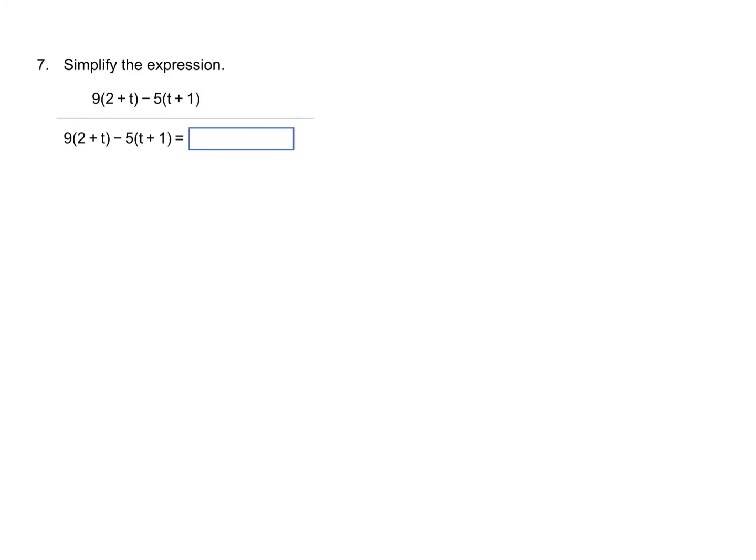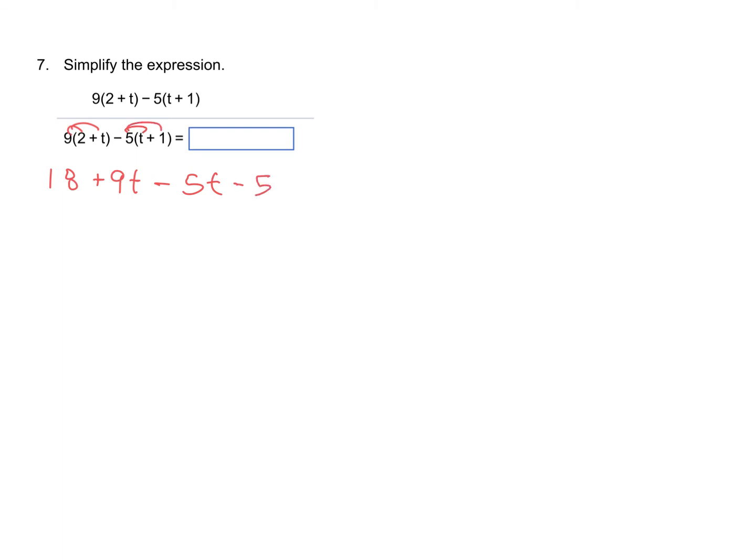All right, for this one, you want to simplify by essentially first distributing and then combining like terms. So let's distribute first. What is 9 times 2? It is 18. What is 9 times positive t? Positive 9t. Okay, now what is, you want to see this as essentially a negative 5 sitting out front. What is negative 5 times t? Negative 5t. And what is negative 5 times 1?